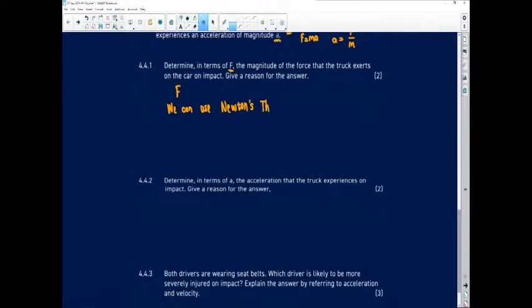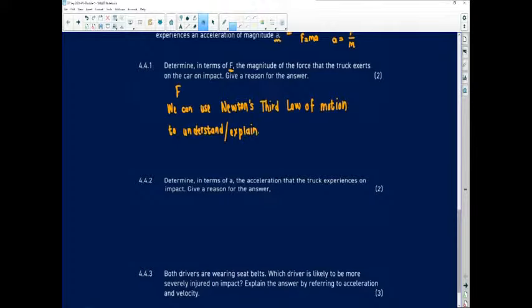Newton's third law. Newton's third law of motion. So we can use Newton's third law of motion to understand or to explain this. But this is definitely Newton's third law.